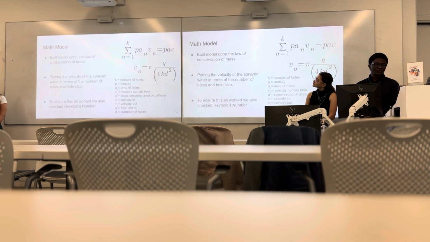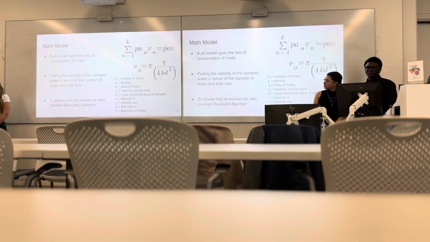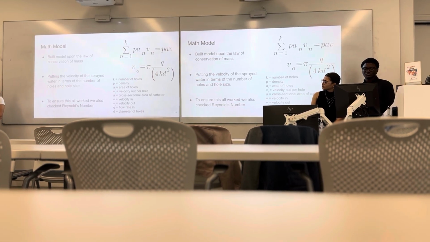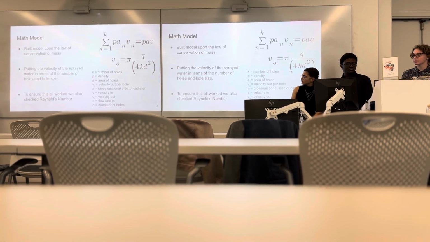So for the math model, we built our model upon the law of conservation of mass, making a function for the spray velocity out based upon the diameter of each of the holes, as well as the number of holes that we have. And then to verify that all this would actually work, we used the Reynolds number.